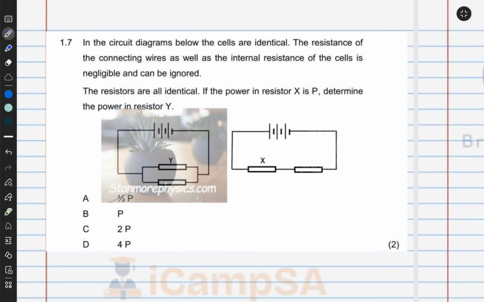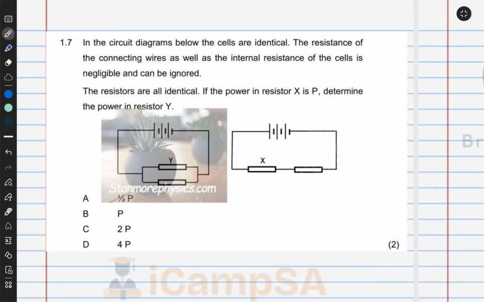Now the resistance of the connecting wires as well as the internal resistance of the cells is negligible and can be ignored. So that means the resistance of the wires and that of the cells is so small that we can ignore it. For the battery overall, it means that it does not have any internal resistance. Remember that small r? These batteries don't have that small resistance.